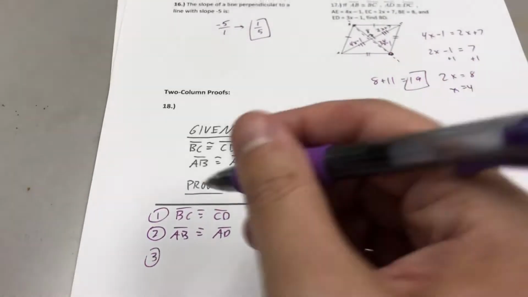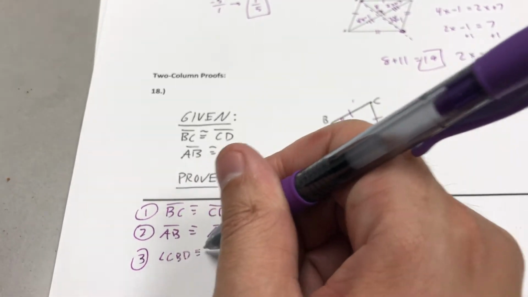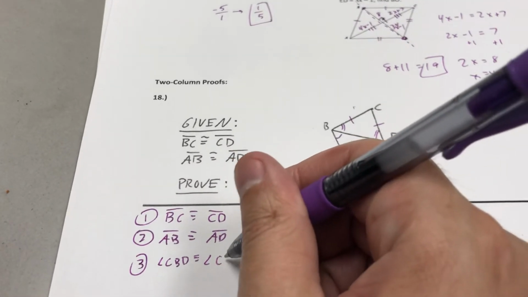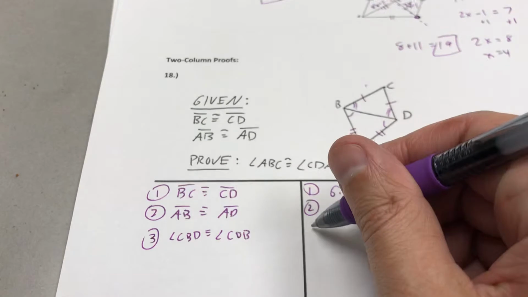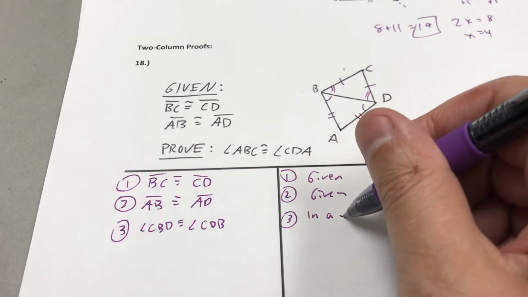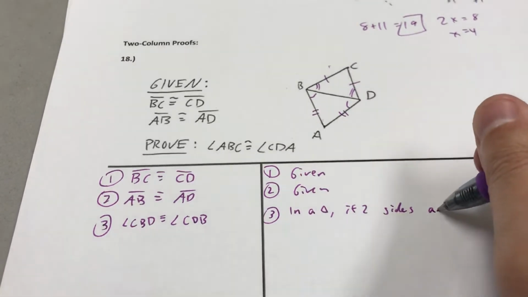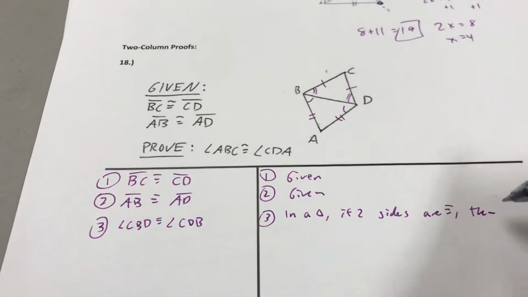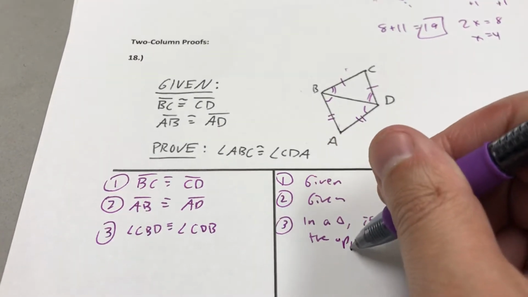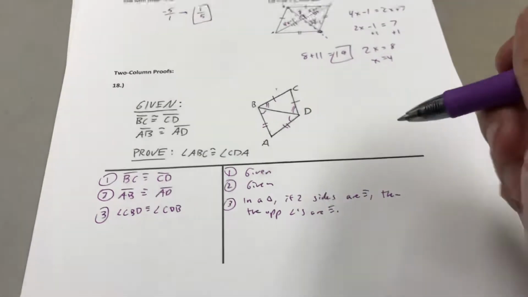So anyway, we're going to say that angle CBD is congruent to angle CDB, okay? And I'm going to say my one-step theorem in a triangle: if two sides are congruent, then the opposite angles are congruent, okay? Now, that is an isosceles triangle theorem.